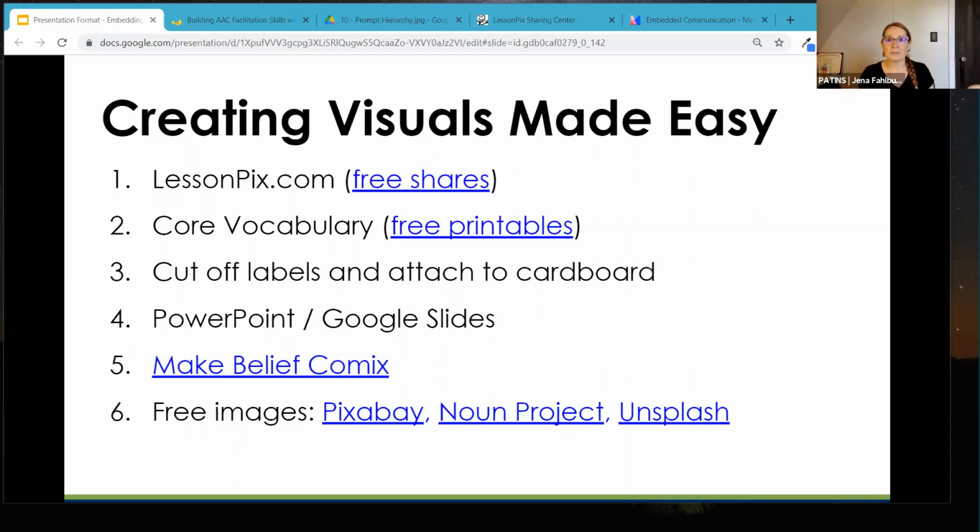PowerPoint, Google Slides, make-believe comics. I love using and considering comics for communication because sometimes that's the best way students engage and show us what they know, through that style of communication. And I also list for you some free image resources like Pixabay, the Noun Project, and Unsplash for grabbing free images that are copyright free. Some would like you to attribute the photographer, but other times you can just post it right into your materials without any worry of stealing someone else's graphic.